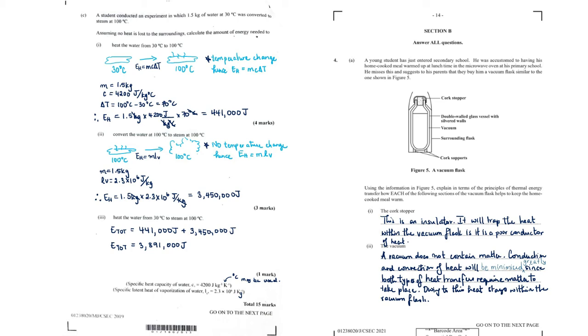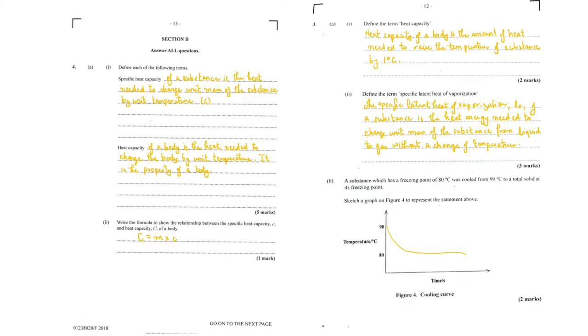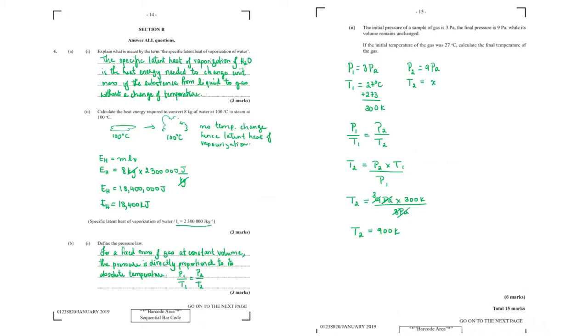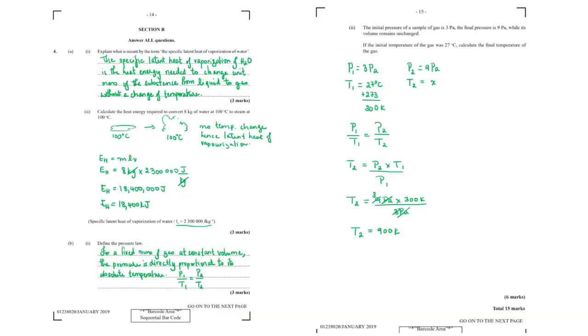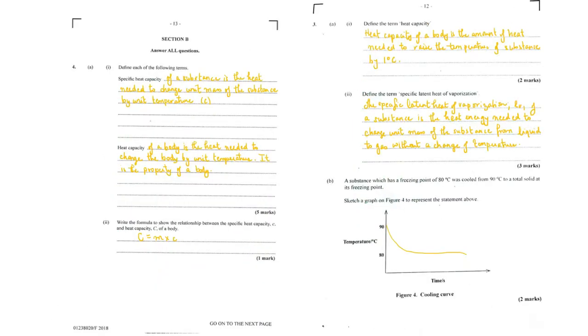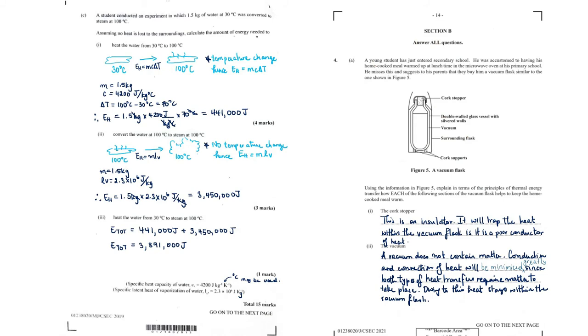All right, so here's another question. If you notice, all these questions start at question 4. So this is where they start off most of them, because this one wasn't question 4, but most of them, it's like a trend, so you should be aware of that. So it says, a young student has just entered secondary school. He was accustomed to having his home cooked meals warmed up at lunchtime in the microwave oven at his primary school. He misses this and suggests to his parents that they buy him a vacuum flask similar to the one shown below. So we have a vacuum flask.